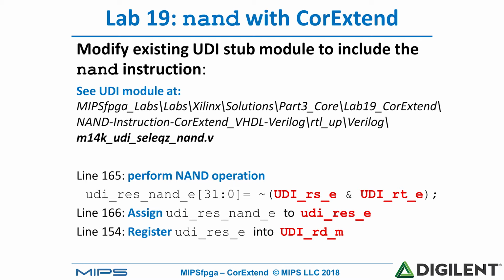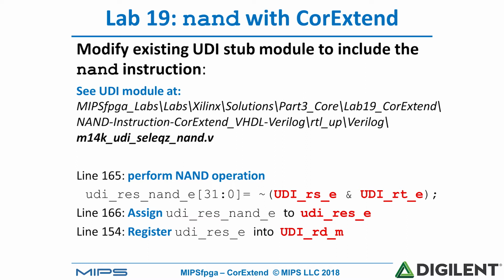So the next thing we're going to do is change the existing UDI, or user-defined instruction, stub module so that it can be used for the NAND instruction. We've provided this module for you at the location shown. Three lines I'd like to point out are the actual performance of the NAND operation.